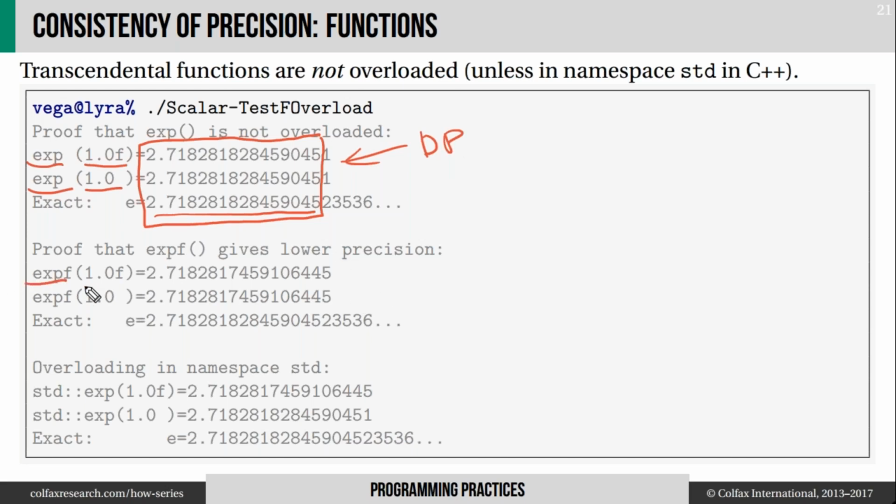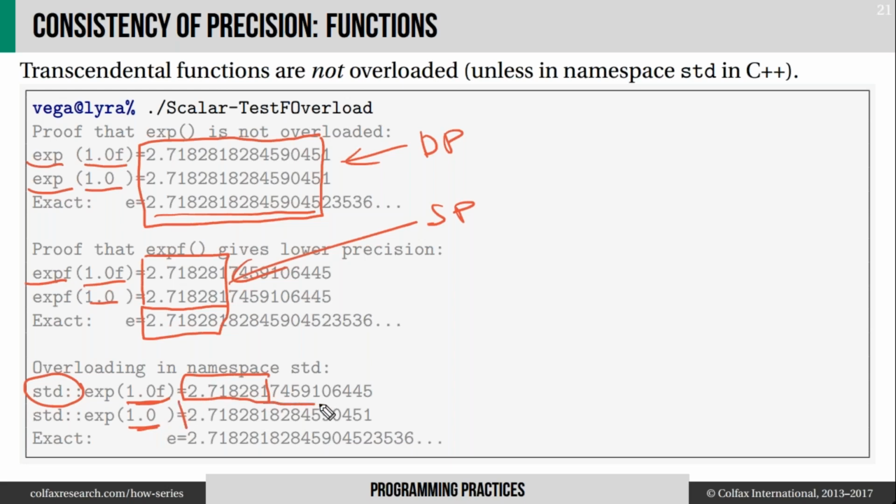Similarly, expf, whichever argument you feed into it, will return E with 7 significant figures of precision. So this is clearly a single precision function. If you want overload, if you want the function type to depend on the type of the argument, go to namespace std. Then this will give you a fast single precision function, and that will give you an accurate but slower double precision function. This is the correct result for reference.